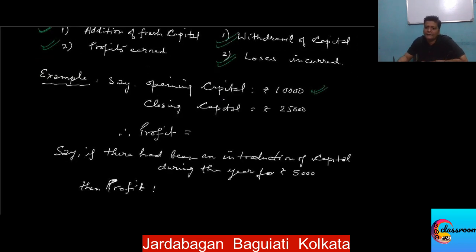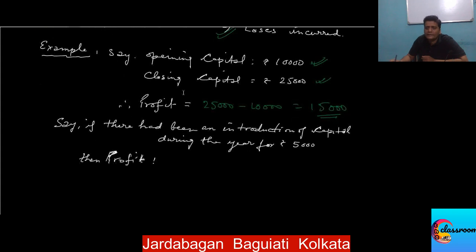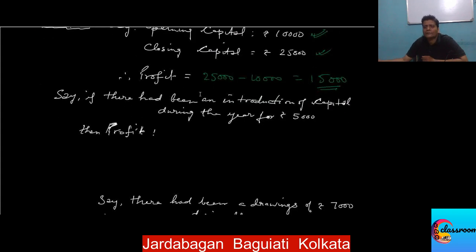Say the opening capital is 10,000 rupees. The closing capital is 25,000 rupees. Profit in this case, assuming there is no introduction or withdrawal of capital, is such that the increase in capital is due to profits only. So here the profit is 25,000 minus 10,000, which is equal to 15,000. Fine. Say there had been an introduction of capital during the year of 5,000.